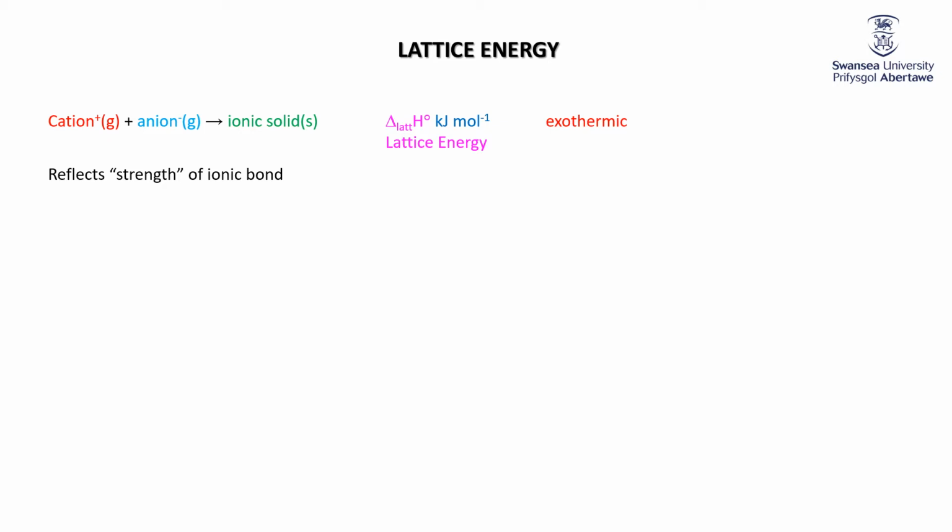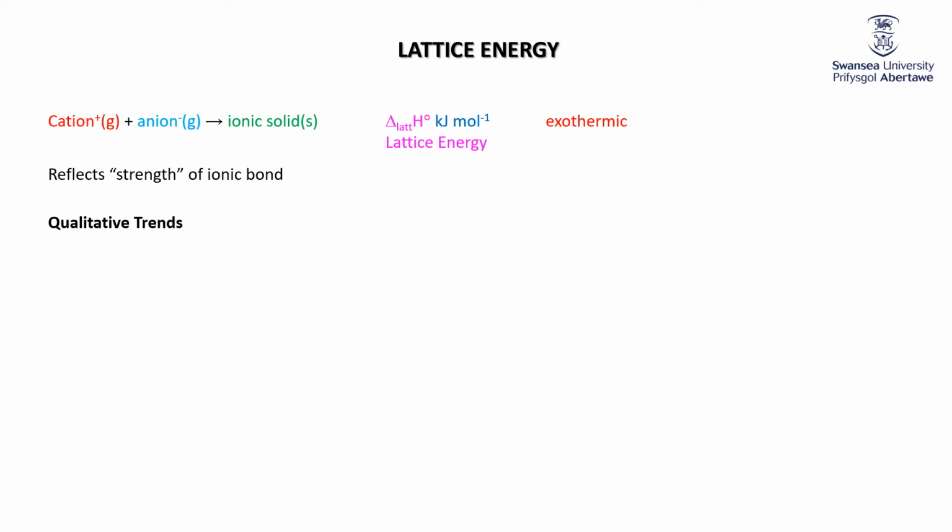Last term we talked about bond energies for covalent bonds. Well, the lattice energy can be thought of as being the equivalent. It's the kilojoules per mole required to, if you put it in, smash apart the ionic solid. It's also the energy that you get back out per mole when you bring the cations and the anions together.